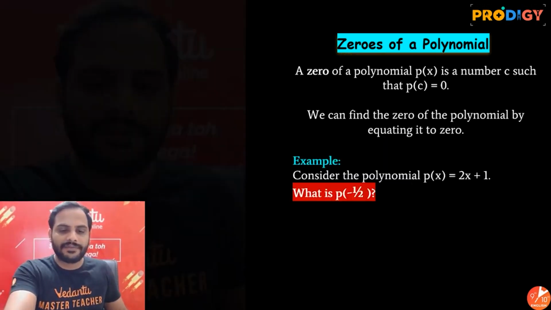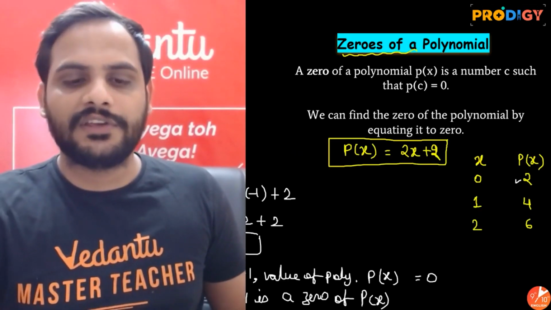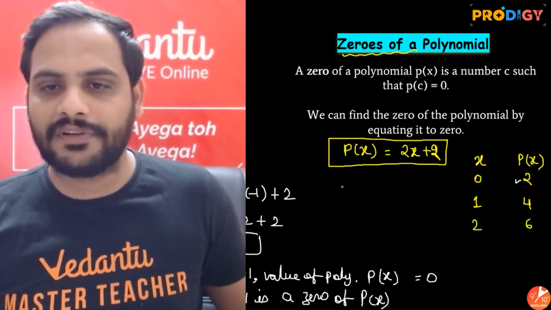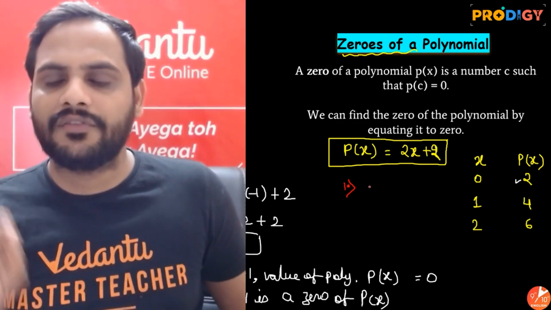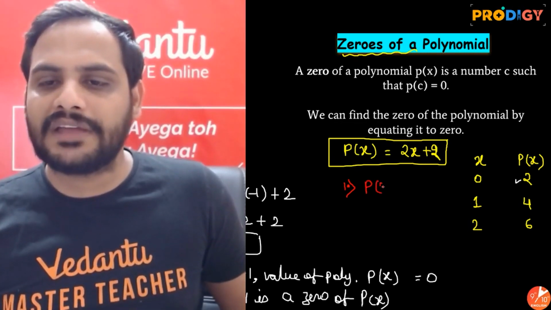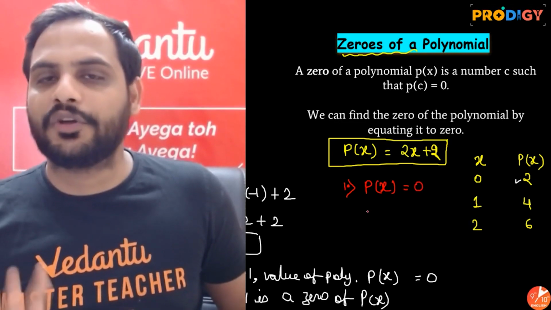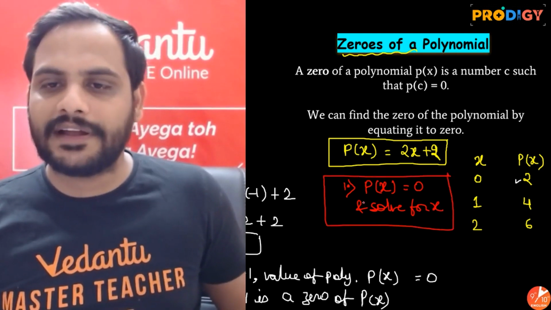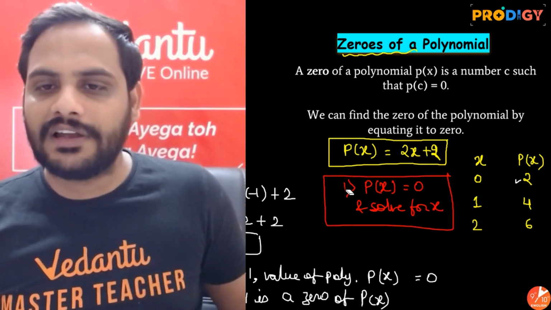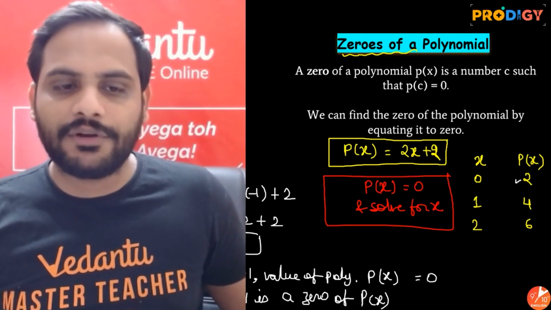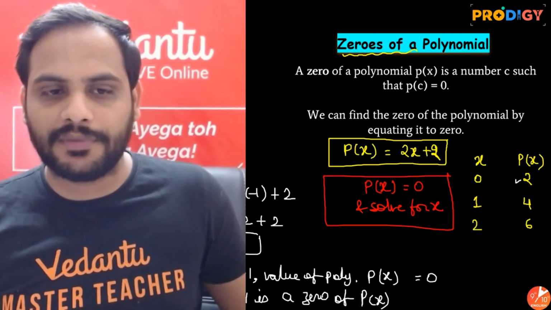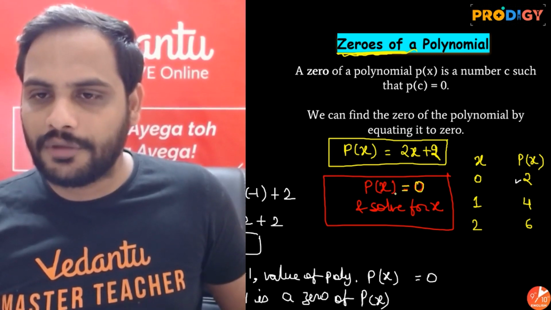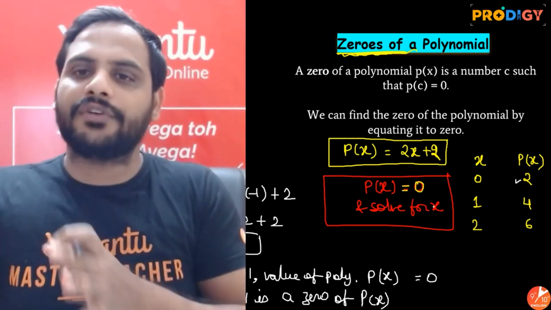Now finding it is very easy. Finding out the 0 of any polynomial is very easy. It can be done in one simple step. Whenever you have to find the 0 of a polynomial, make the polynomial equal to 0 and solve for x. As simple as that. That is what I have told, beta: the value of x for which the value of the polynomial becomes equal to 0. So whenever you have to find the zeros of a polynomial, make the polynomial equal to 0 and solve it for x.